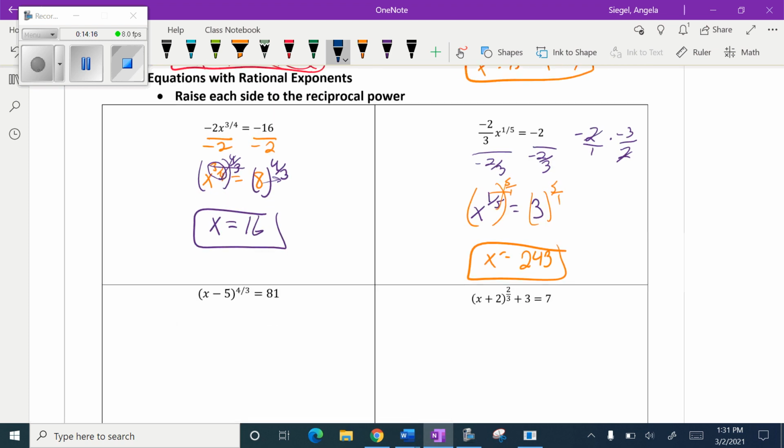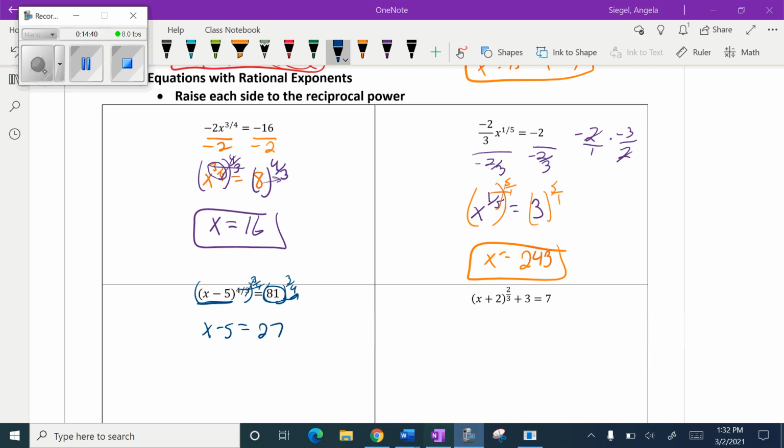Okay, don't let this scare you. Just because it's in parentheses, that's okay. We're still going to treat it the same way. So 4/3, we're going to raise it to the 3/4 power. And these cancel, so I get x minus 5 equals, let's see, the 4th root of 81 is 3. 3 to the 3rd power is 27.